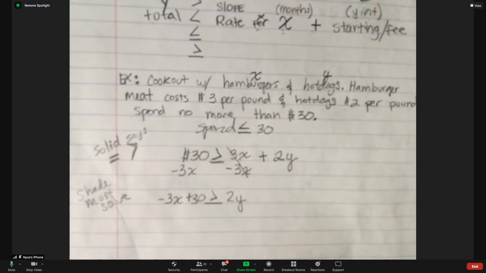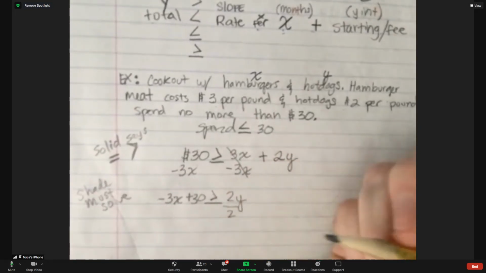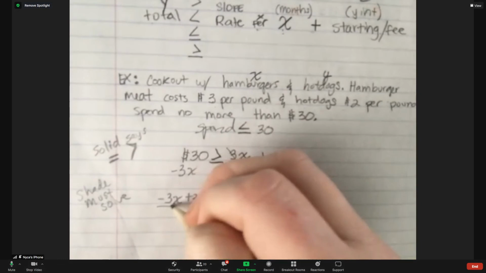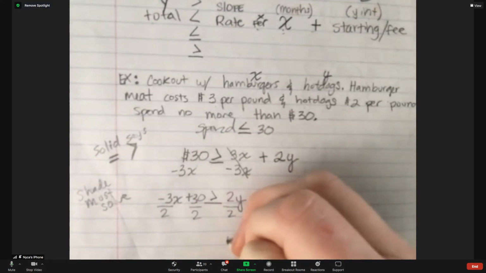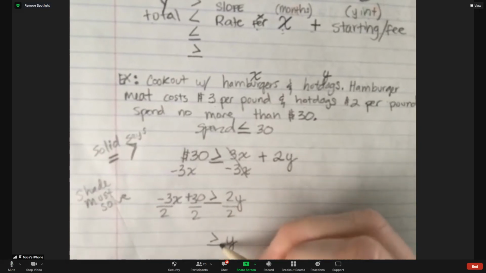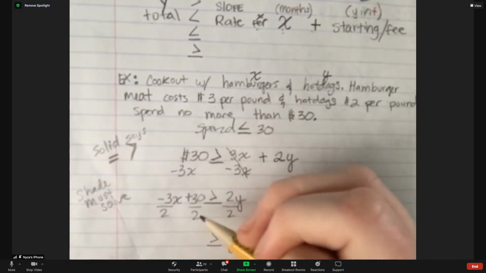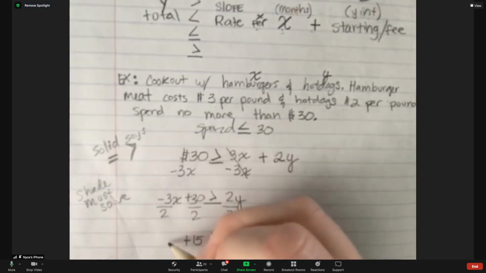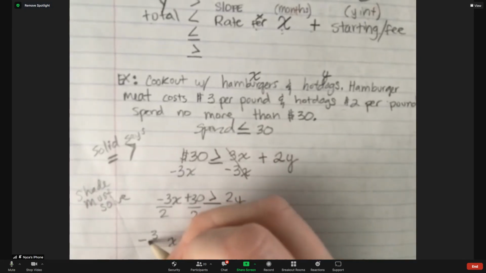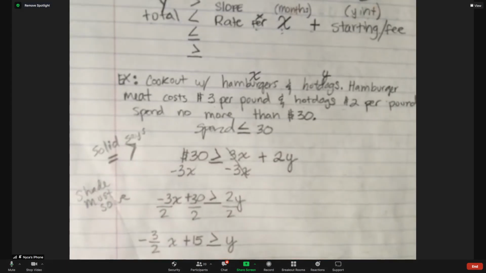I'm not done yet. I must get the 2 away from the y, so divide by 2. What you do to one side, you have to do to everything on the other side. Now that you have that, you simplify it. 30 divided by 2 is 15. And then this guy here, you just leave it as an improper fraction.